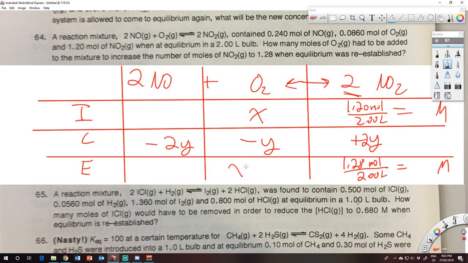So this ends up being x minus y. The NO, this would be 0.240 over 2 liters equals some amount. So it'd be whatever this amount is minus 2y. There you go. So that's how you would set up the ice table for 64 and then solve it that way. Just be mindful of the algebra in this question, because you've got this will be squared, this will be squared, so it might be more quadratic in nature than the one we did in 59.